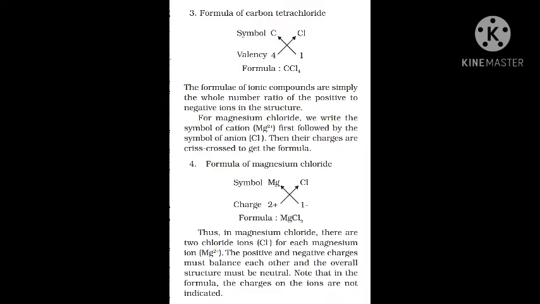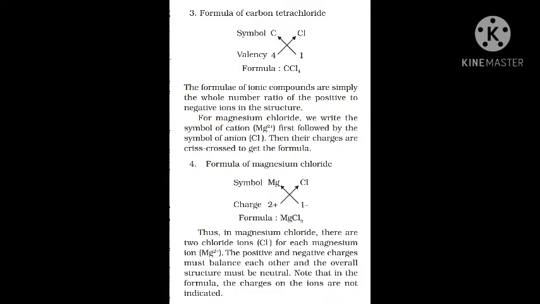For magnesium chloride, write the symbol of cation Mg2+ first, followed by the symbol of anion Cl-. Then their charges are crisscrossed to get the formula. For example, we are going to write the formula of the same, that is magnesium chloride. Magnesium symbol Mg, chlorine symbol Cl. Charge for Mg 2+ and Cl 1-. Crisscross the charges, you will get the formula as MgCl2.